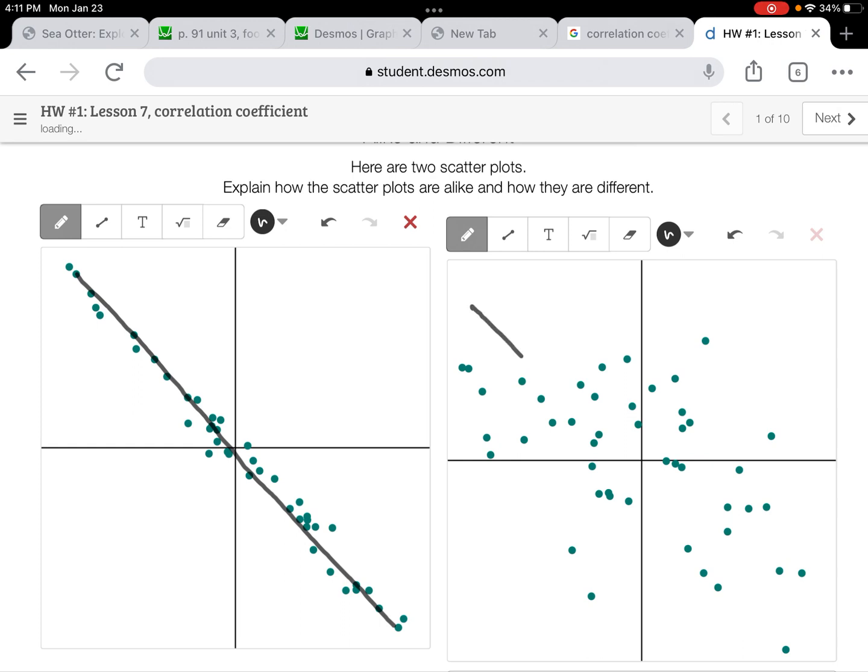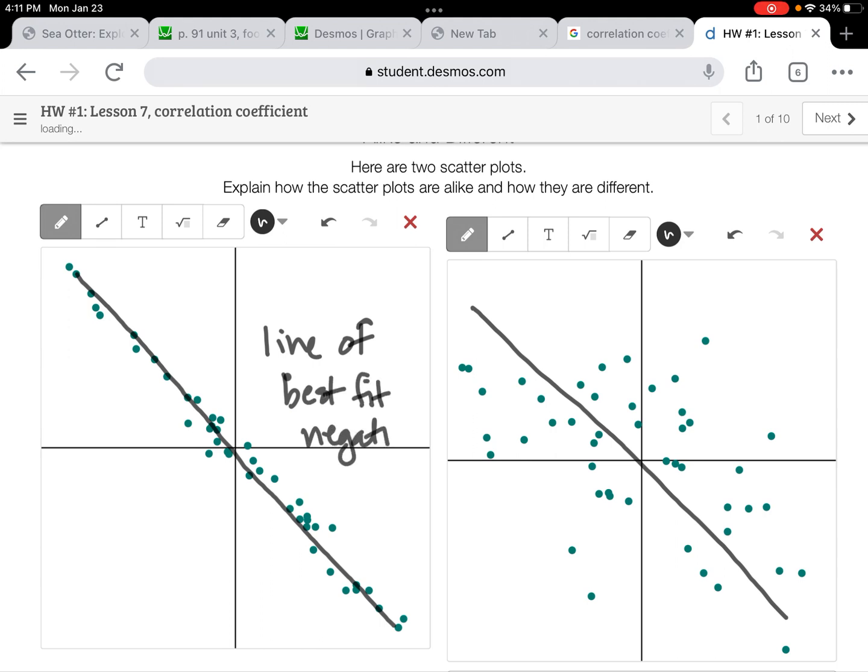Right, so you might still have a line of best fit that's similar, like this, but the points are not gathered as closely. The data is not clustered around the line. But you may have noticed they're similar in that they both have downward slope. Like the line of best fit has negative slope.